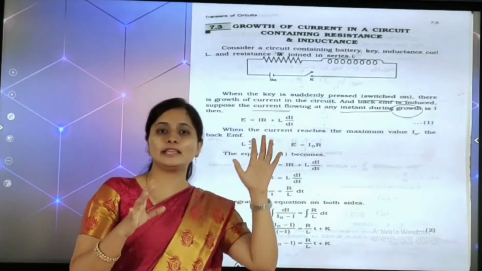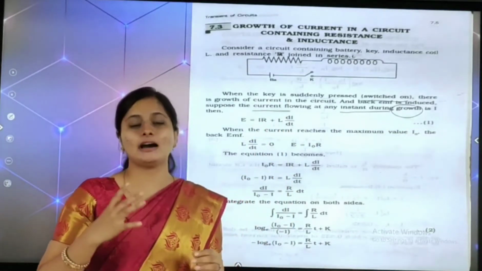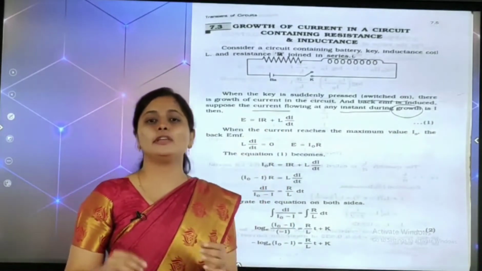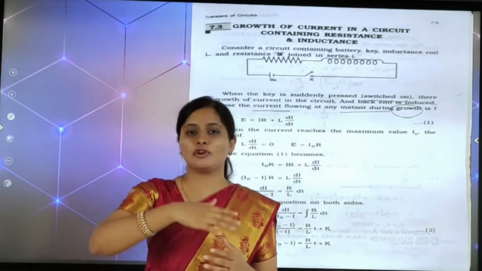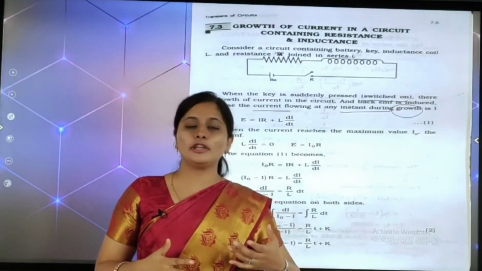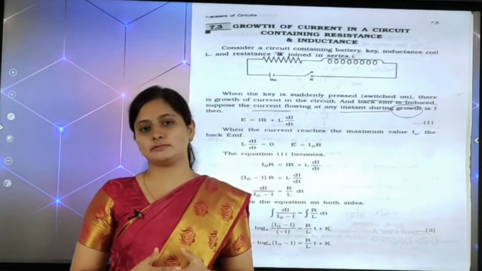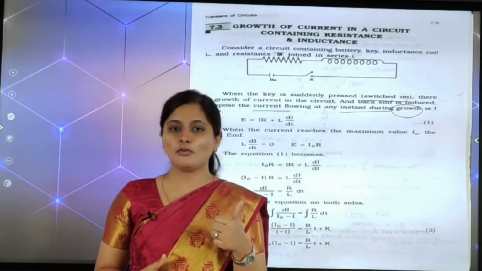Okay, in the first line they gave the explanation of the diagram. After the diagram, what happened? We are pressing, or switching on, the key. After that current is flowing in the circuit. By the flowing, what happened? Growth of current will take place, and they gave our equation number 1.